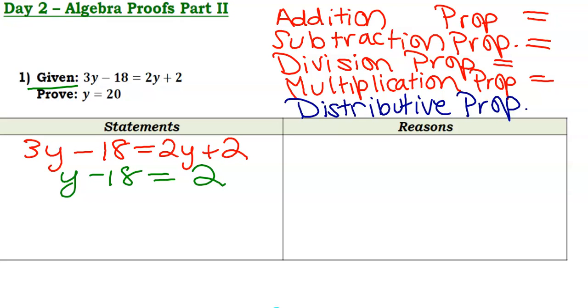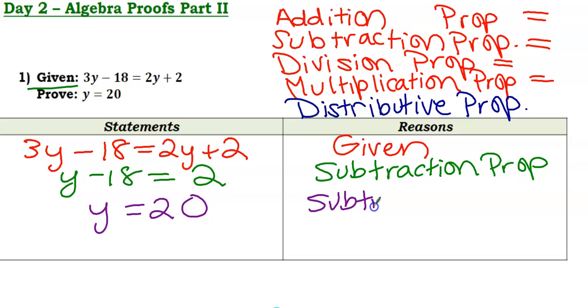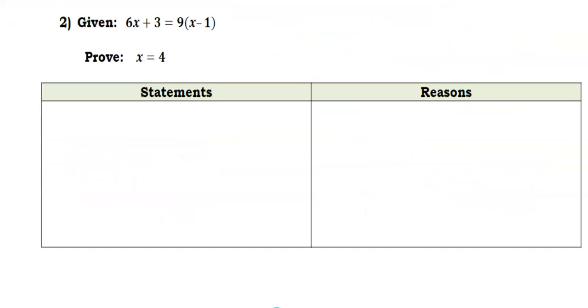Then I'm going to move the negative 18 over. And how do I do that? By adding. So that means 2 plus 18 would become 20. So that was a pretty quick proof. So first I had the given. And then I used the subtraction property. And then I used the subtraction property again. Okay? All right, so let's try to go to the next one.